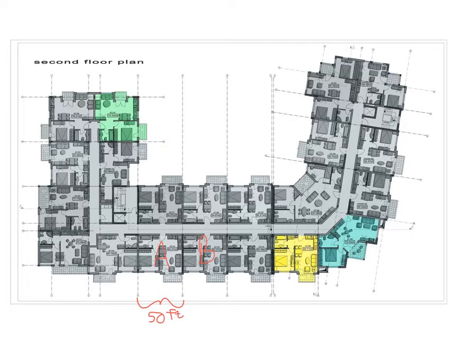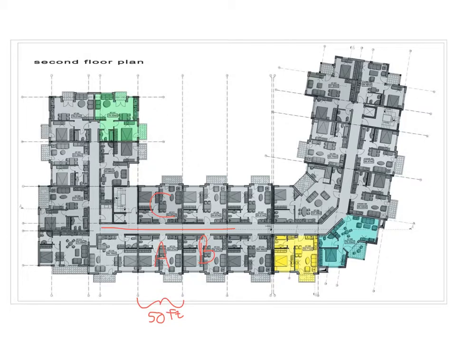It'd be a translation to the right 50 feet to get from A to B. Okay? That's how you would describe that. How would I get from A to C? Well, to get from A to C, that'd be a reflection across this hallway here. A vertical reflection would pop me over to that one. All right. So we're seeing some interesting things here.